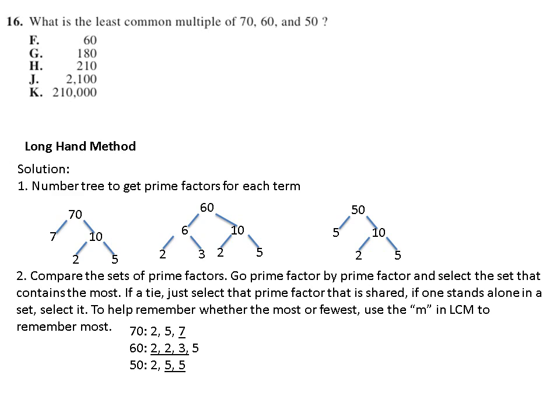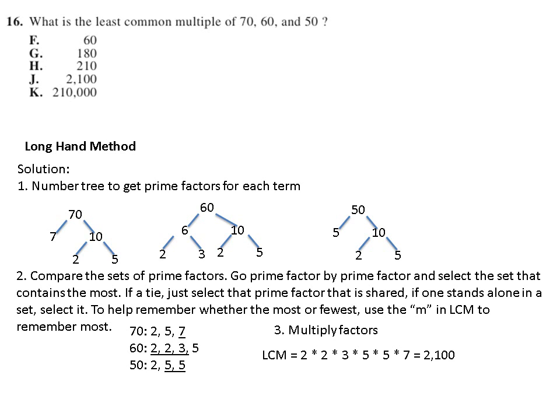So as you line up each of the factors, you need to go one by one, and only one of the sets can win per prime factor. And so for LCM, I remember as M being the most. So you're going factor by factor to find the most of those. So we have 1 two in 70, 2 twos in 60, and 1 two in 50. So the 2 twos in 60 win.